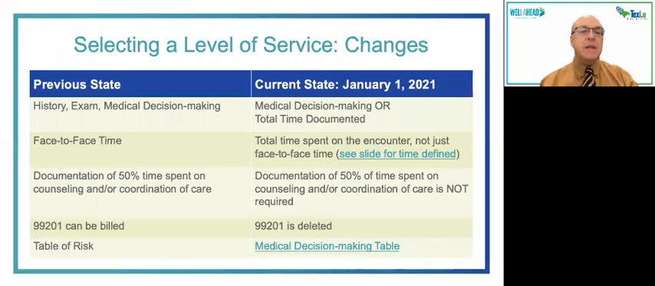So when selecting a level of service, going through some of these things, I'm just going to go between the previous state and the current state. So in the previous state, your history, exam, and medical decision making was all part of how you calculated everything. As of January 1st, your medical decision making or the total time documented or total time that you spent is really how you make your decisions on the billing level. Previously, it was actual face-to-face time with the patient. Now it's the total time spent on the encounter, and it's not just the face-to-face time.